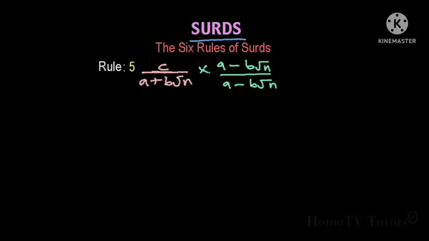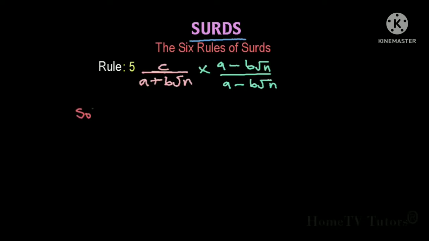This is a plus sign. The plus sign changes to the minus sign. So with that, you multiply the top and the bottom. Okay, so you rationalize the denominator. So let us quickly see an example of using this rule.